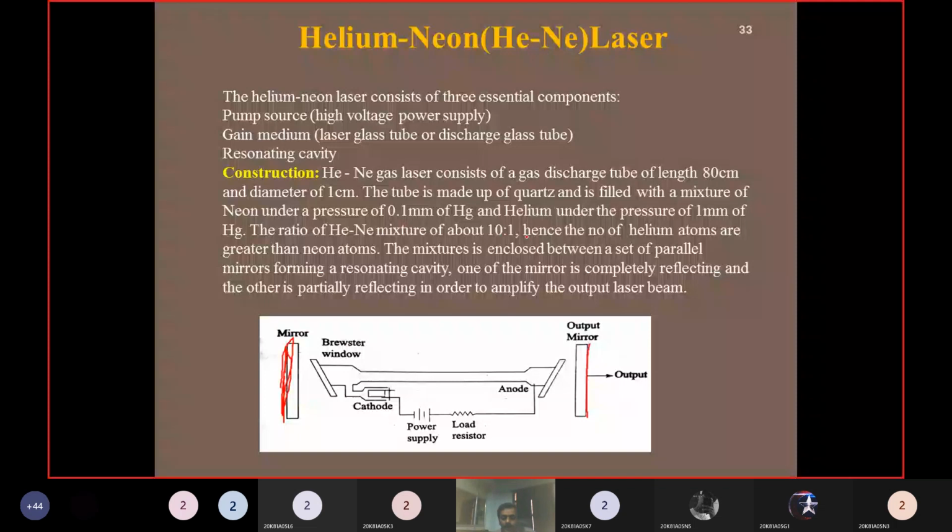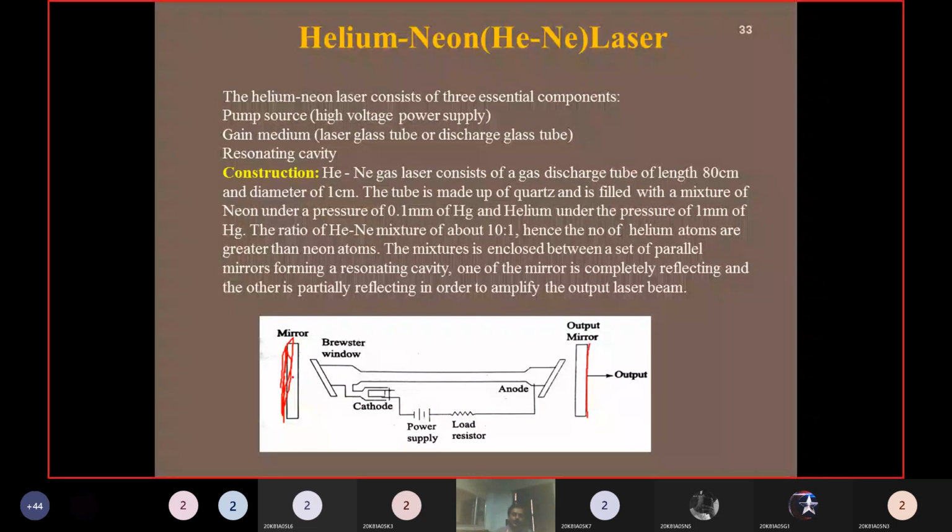So those are the points you have to remember. And one more thing: this total equipment is placed in the resonating cavity. Resonating cavity means two parallel mirror plates. One mirror plate is fully reflecting, and the other mirror plate is partially reflecting. This is about the construction of the helium neon gas laser.